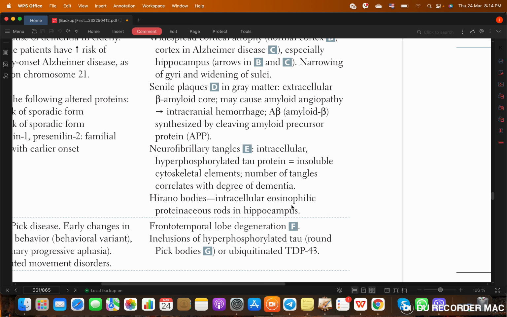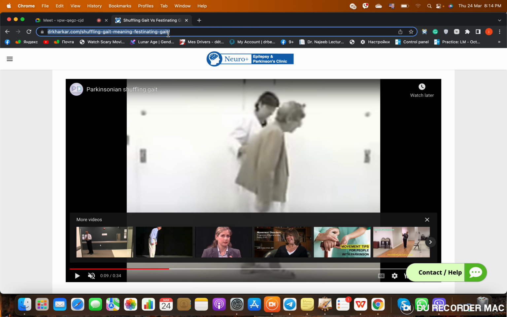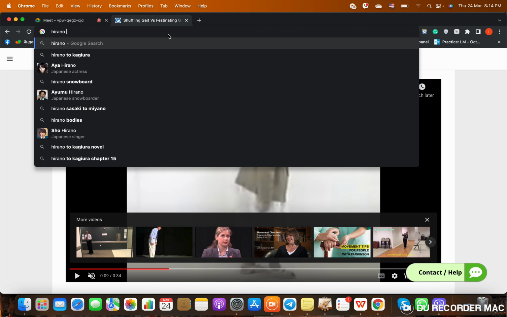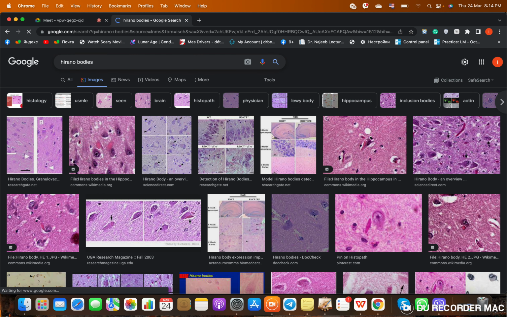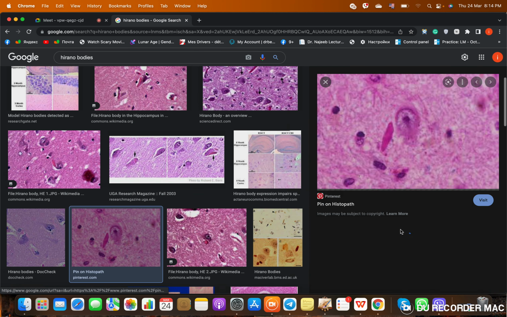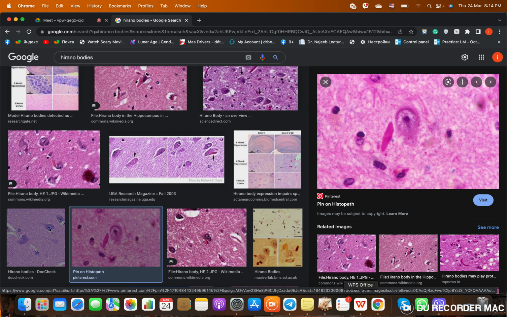Hirano bodies are intracellular eosinophilic protein rods in the hippocampus. They almost never ask about this, but for the sake of completeness, I will show it to you. Hirano bodies in the hippocampus. Okay, this guy. This is a Hirano body. Generally, they never ask about it, guys.